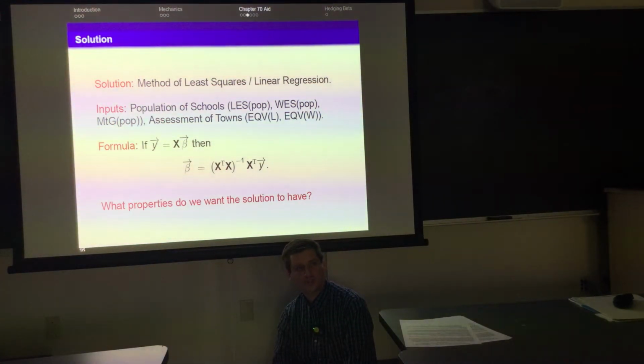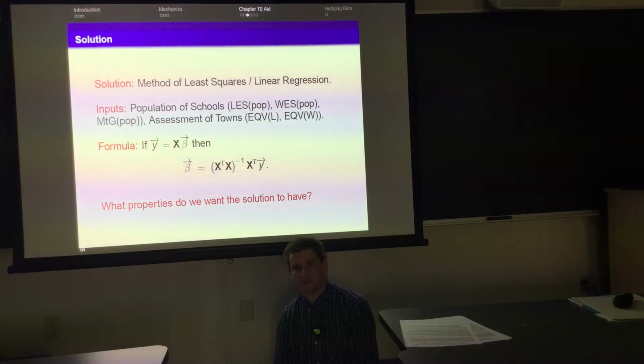What do you want your solution to have? What properties? Well, it should be between 0 and 1. Yes? It would be very bad if Williamstown Elementary gets negative 5.4% of the state aid. Okay, good. So we want the numbers to be between 0 and 1.